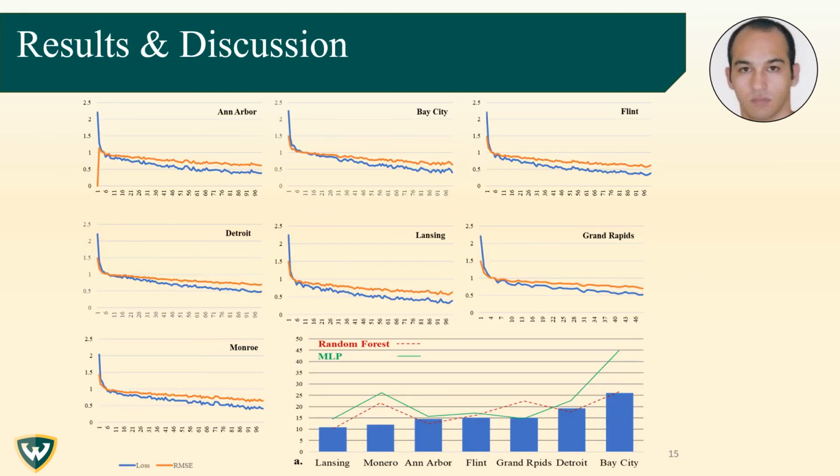The results for the 7 locations are shown in this slide. The orange lines represent the root mean square error, while the blue lines represent the model loss. For comparison, the results of two baseline models, random forest and simple multi-layer perceptron, are also shown here. It can be seen that the results of our proposed model outperform both of the baseline models in most cases. Also, it can be seen that the error for Baseline City is higher than the other sites. This is probably due to a higher amount of PM2.5 missing values in that city's data.